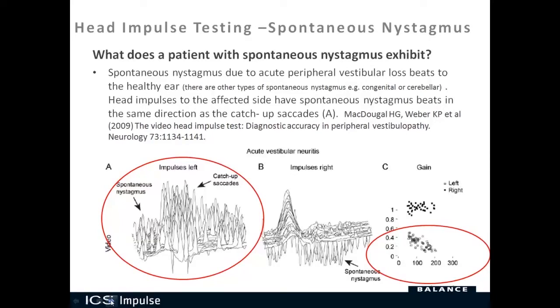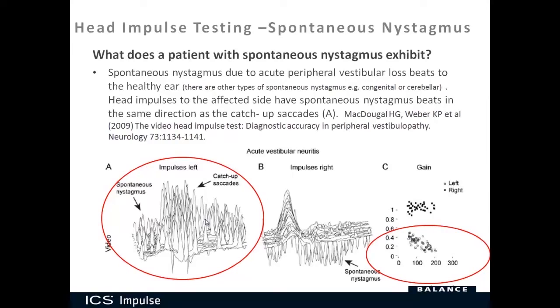So what we see here is that if we do a head impulse to the left, not only do we have catch-up saccades, but we've got spontaneous nystagmus spikes as well. When you do a head impulse to the left, the eyes move to the right. And what we said was that spontaneous nystagmus will beat towards the healthy ear. Well, the right side's a healthy ear, so the spontaneous nystagmus is beating to the right, but our catch-up saccade is also going to the right.